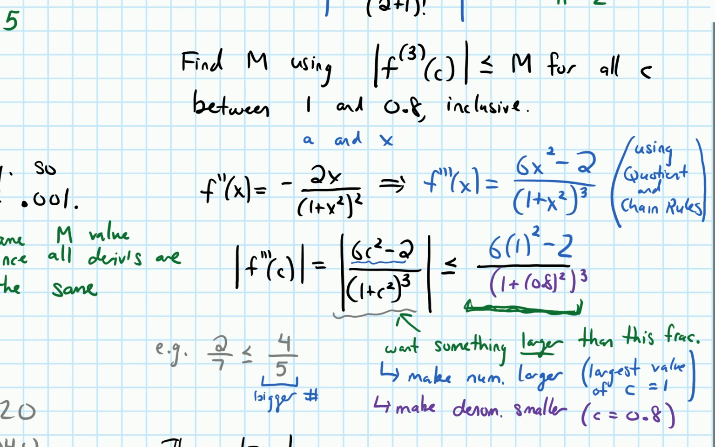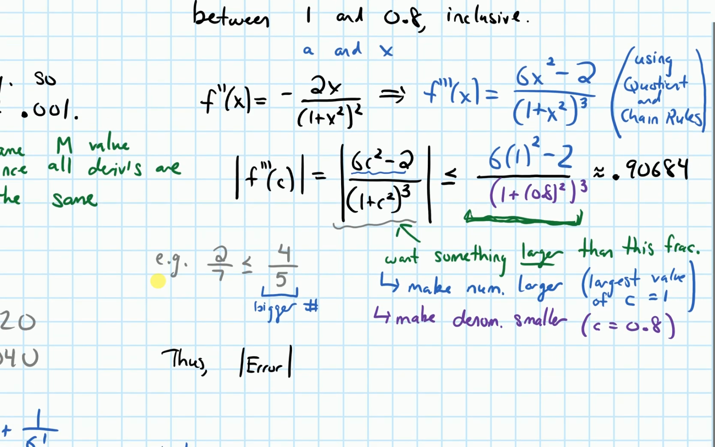Okay, so when I approximate this, I end up getting 0.90684 if I round it to 5 decimal places. For something like our online homework, if we had to enter something like this in, unless it specifies how many decimal places, in general we should just do a bunch to make sure that we have it with enough accuracy.